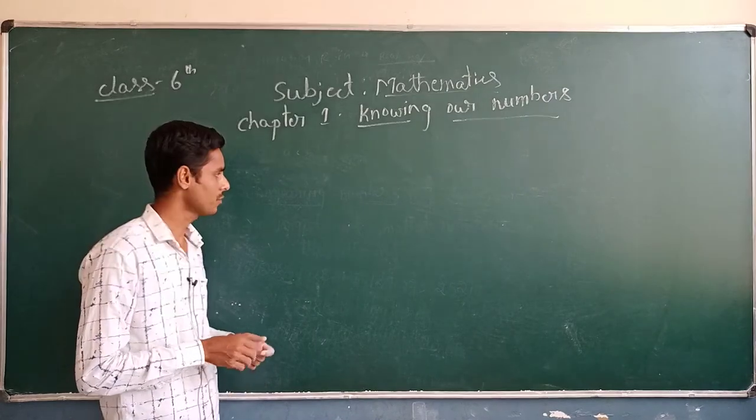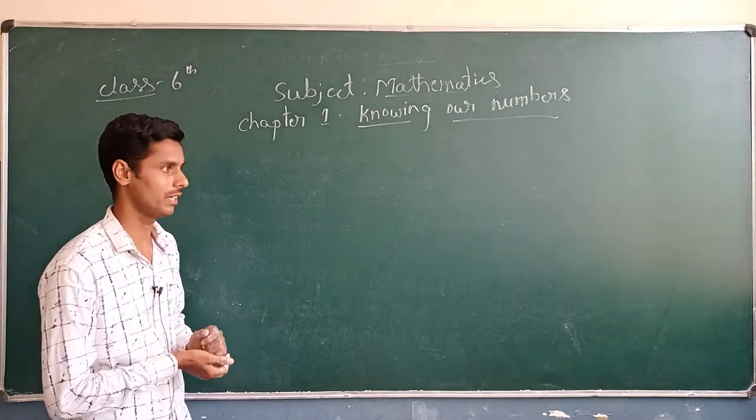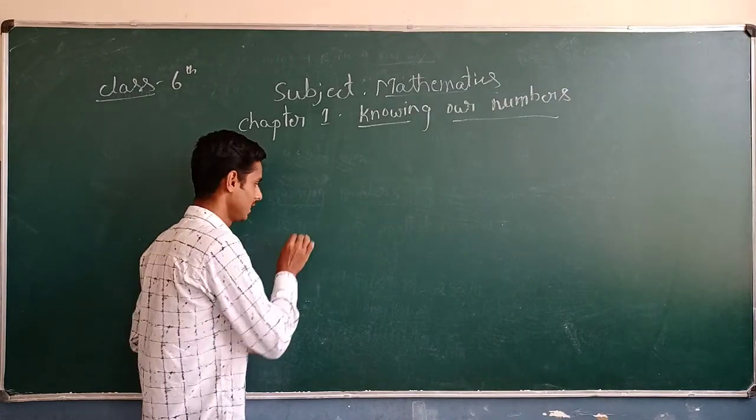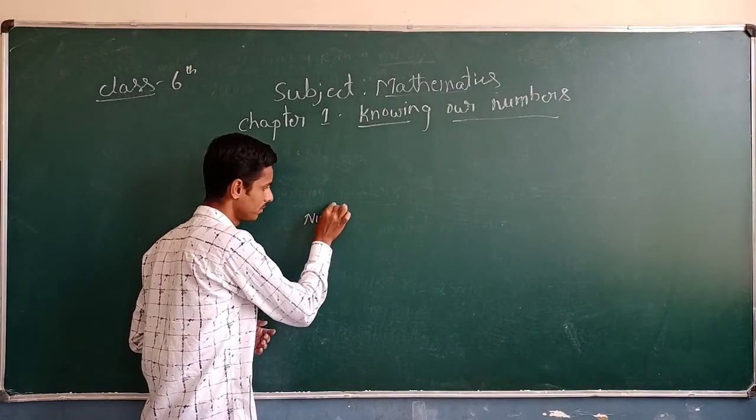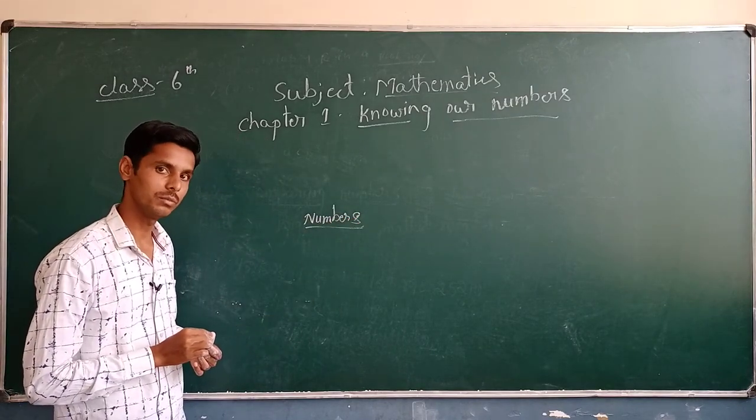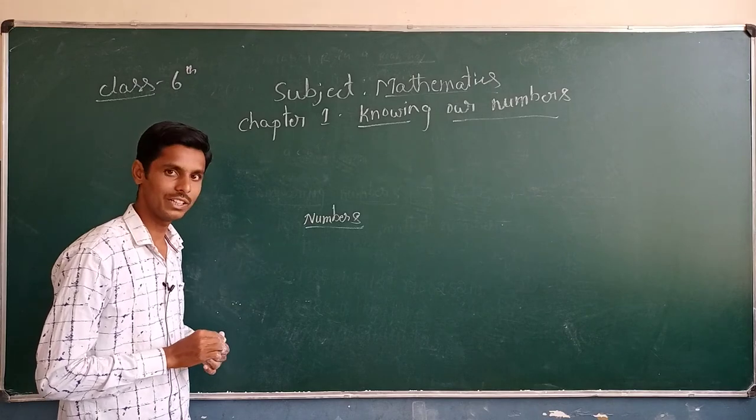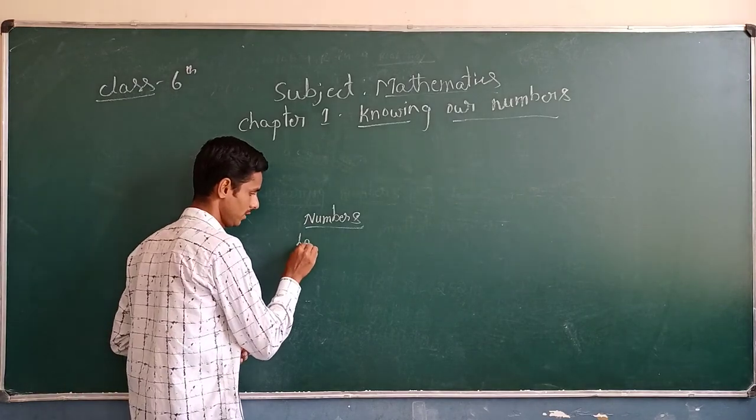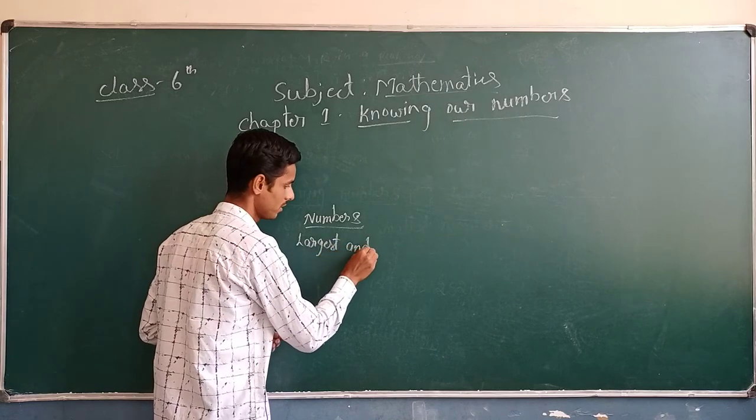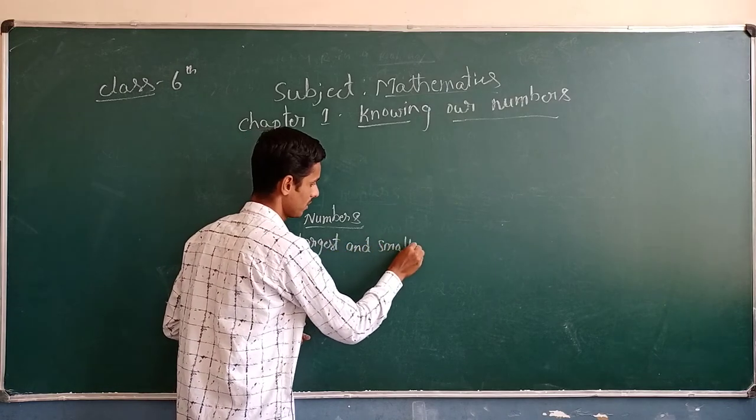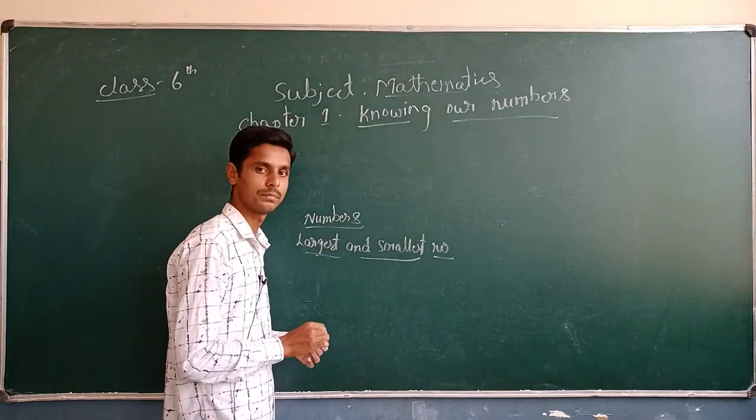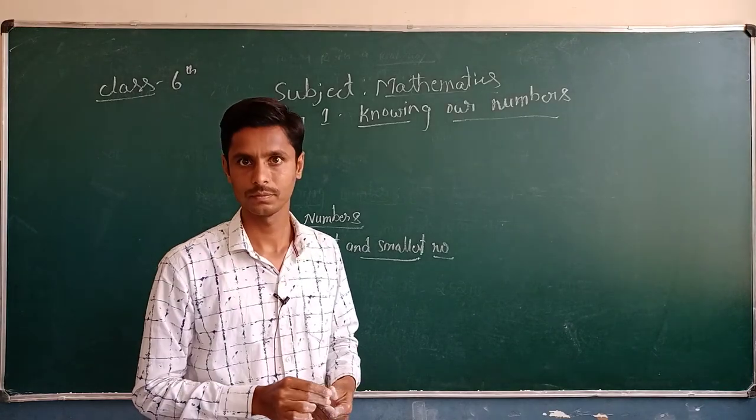Okay, good. Okay, students, up to here what have we studied? We have studied how our numbers are formed. Then, how to find the largest and smallest numbers. Right? Okay.